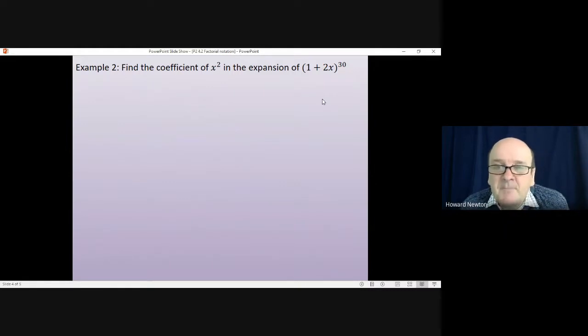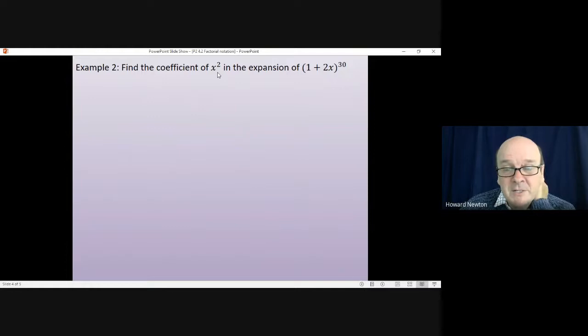Now, to do that by longhand, you'd have to write down 30 brackets, each of which you've got 1 plus 2x in, and then multiply all of those 30 brackets together and collect all the terms. The binomial expansion gives us a very quick method for working out specific terms we're interested in. Now, in this example, we're asked to find the coefficient of x squared if we were to multiply all of those 30 brackets out. And it's a surprisingly powerful method, this.